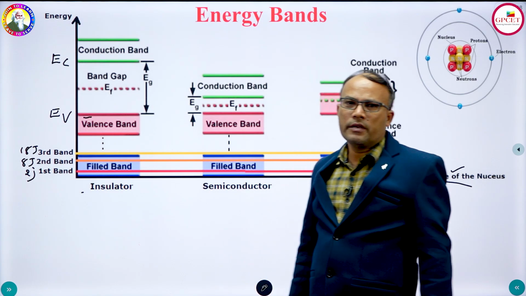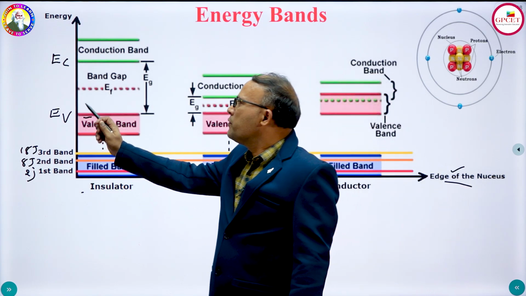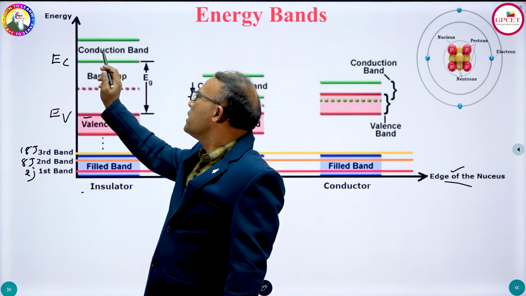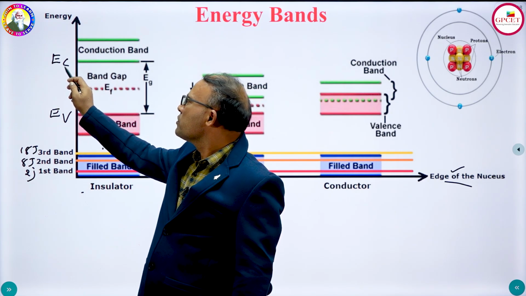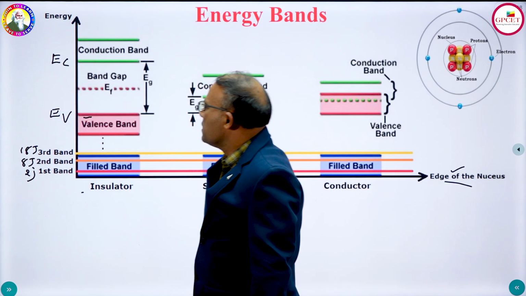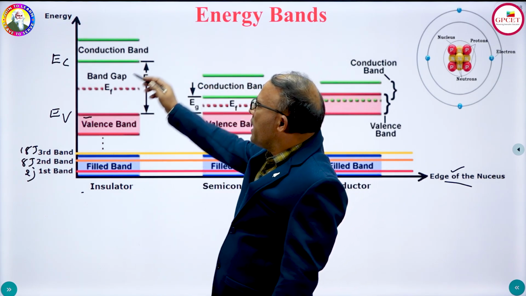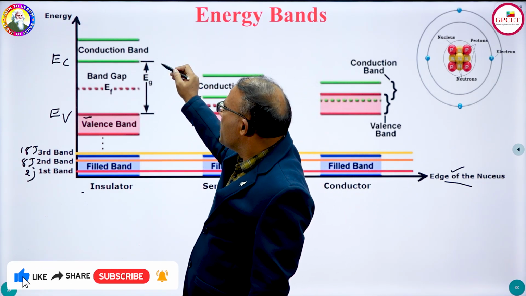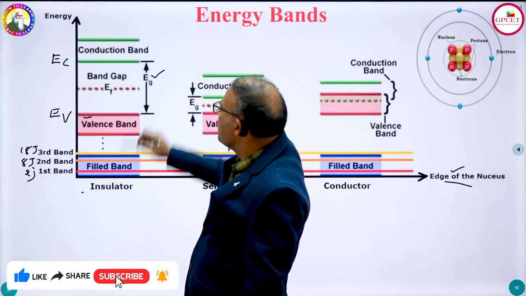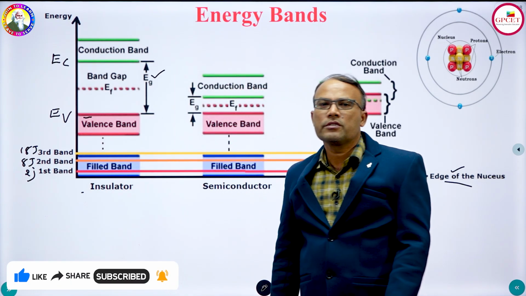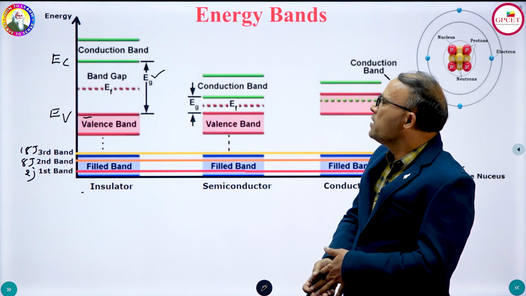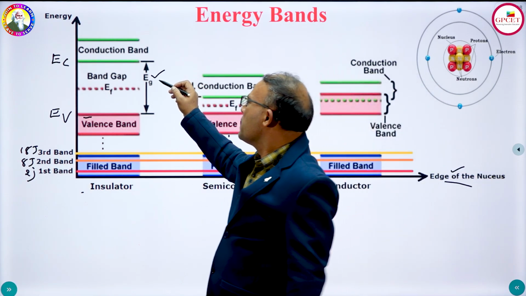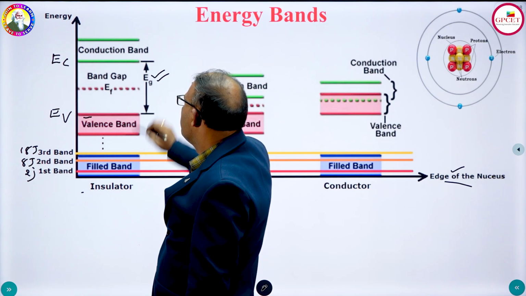You can see here, the valency energy band is here, and if you combine all the energies of the electrons present in a free state, it will form the conduction band. It is given by EC. So therefore, the gap between the conduction band and the valency band is called the forbidden energy gap, or energy gap, and it is given by Eg.